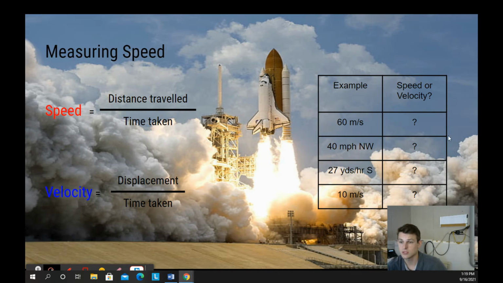It says northwest. So that's a dead giveaway. That's a vector. We're talking about velocity here. So this is 40 miles per hour displaced northwest. So that would go right here. 27 yards per hour south, again, giving me direction. Velocity, that's vector, right? You guys kind of get the hint. You guys can do 10 in your head. It's speed. It's scalar.